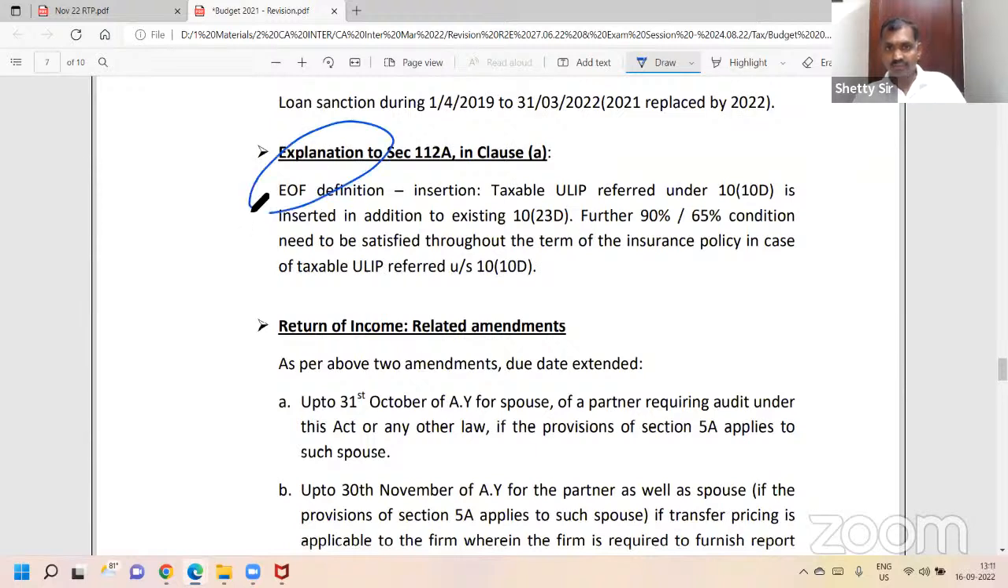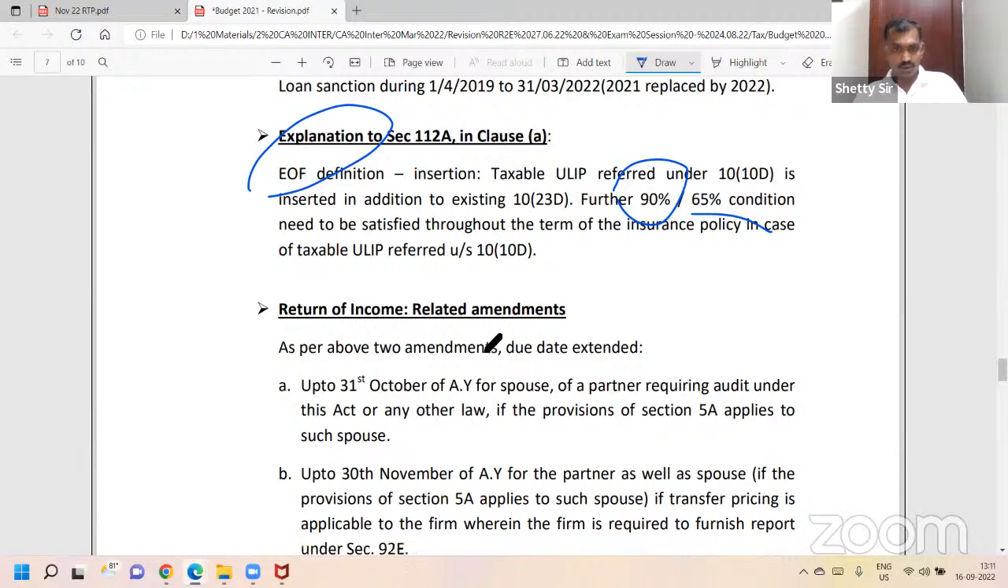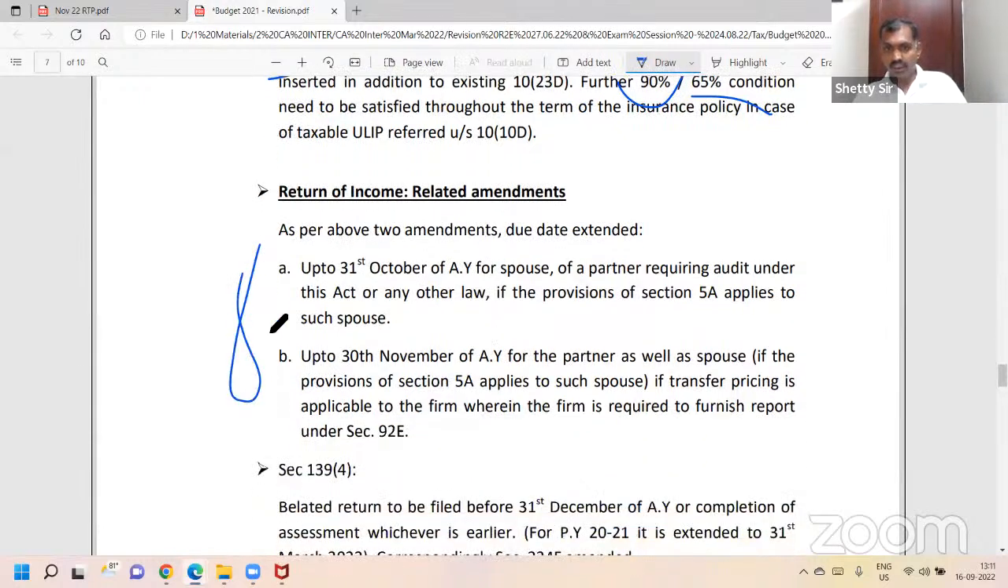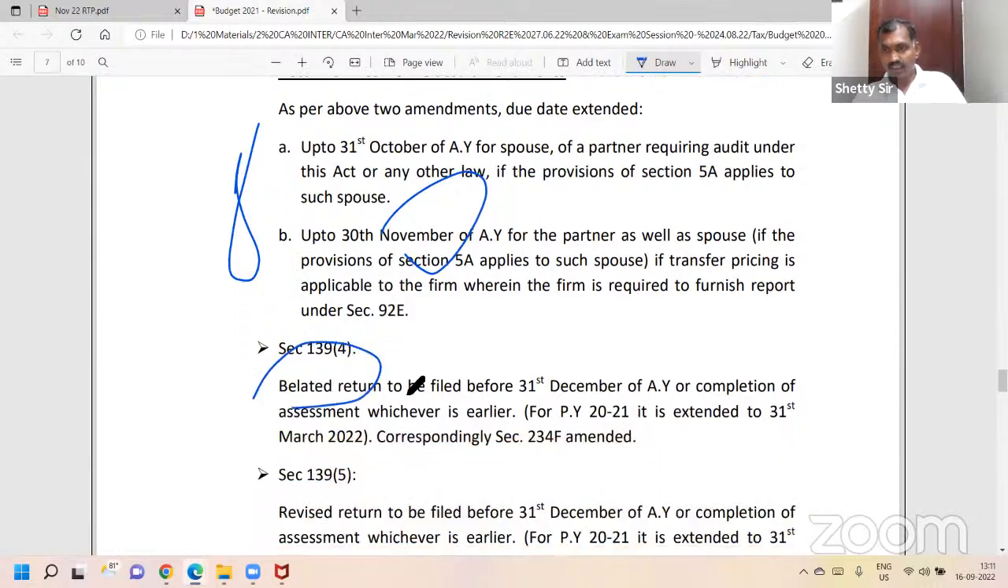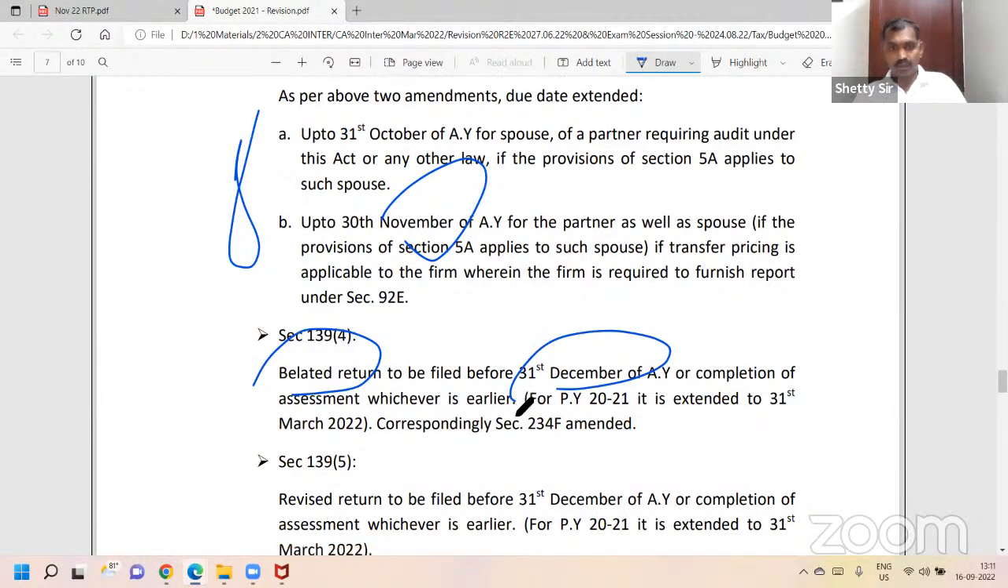This is the EOF definition. Normally you should invest 65% in the equity shares of other companies, whereas where one EOF is investing in another EOF, the investment should be 90%. An equity oriented fund unit is one that invests more than 65% in equity shares of domestic companies, whereas if a fund is investing in another mutual fund, then it should be 90%. Then due date in section 5A, Portuguese civil code, etc. And belated return: earlier 31st March, now 31st December of the assessment year is the last date for the belated return.